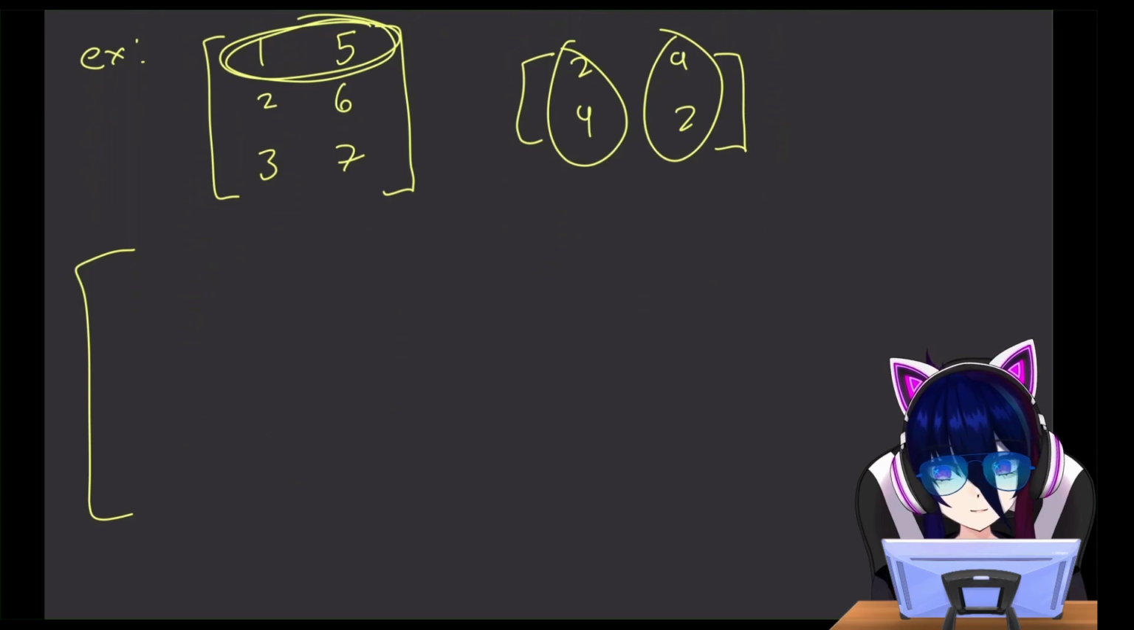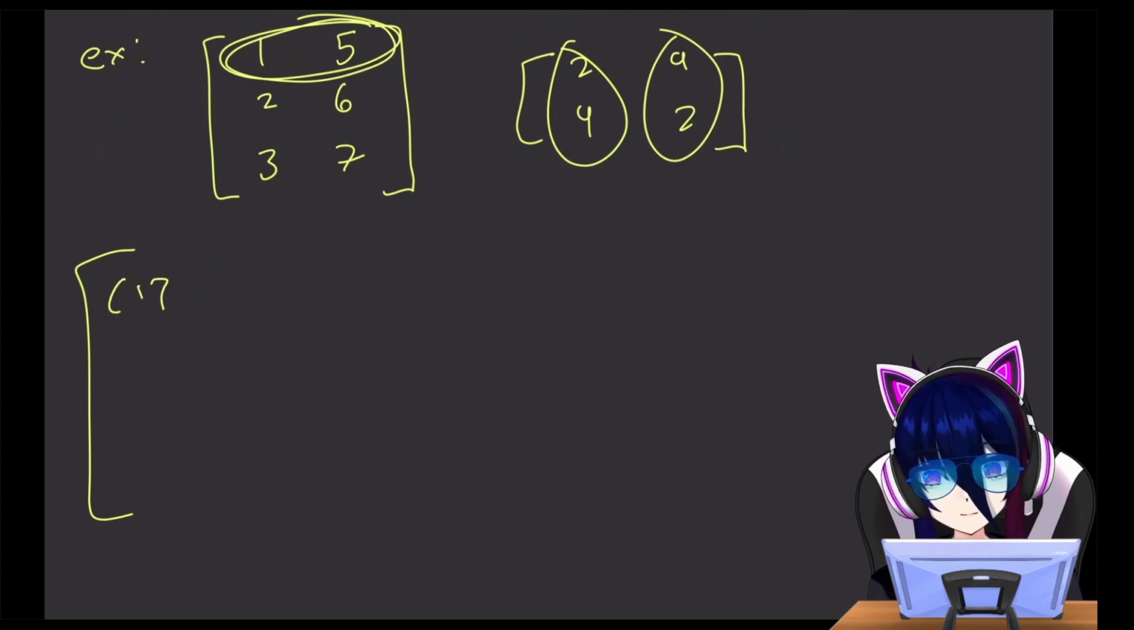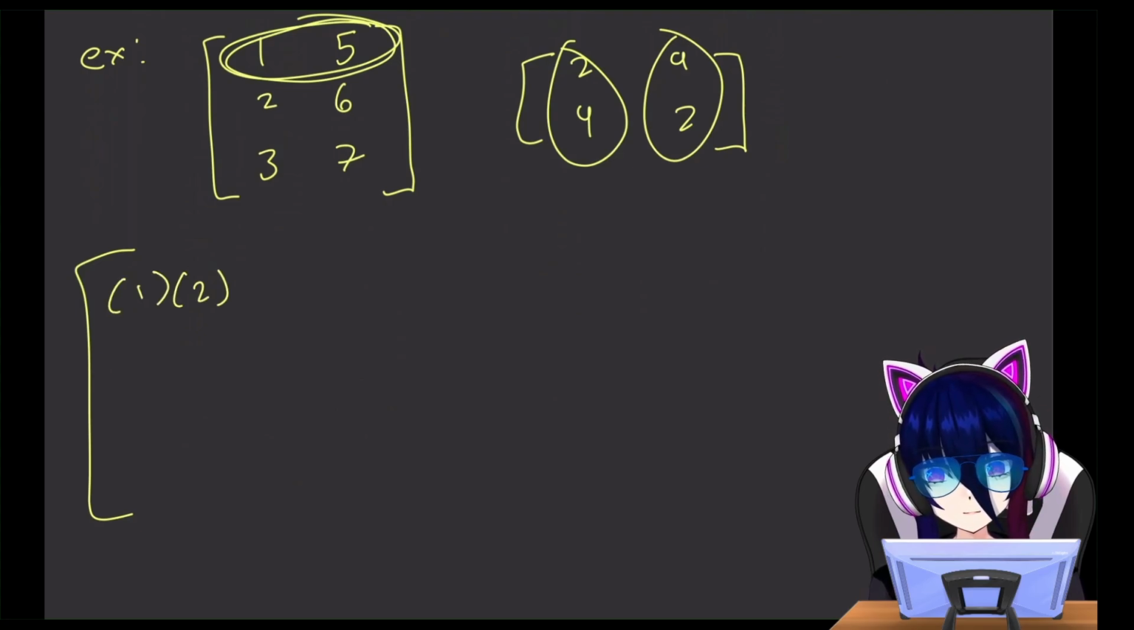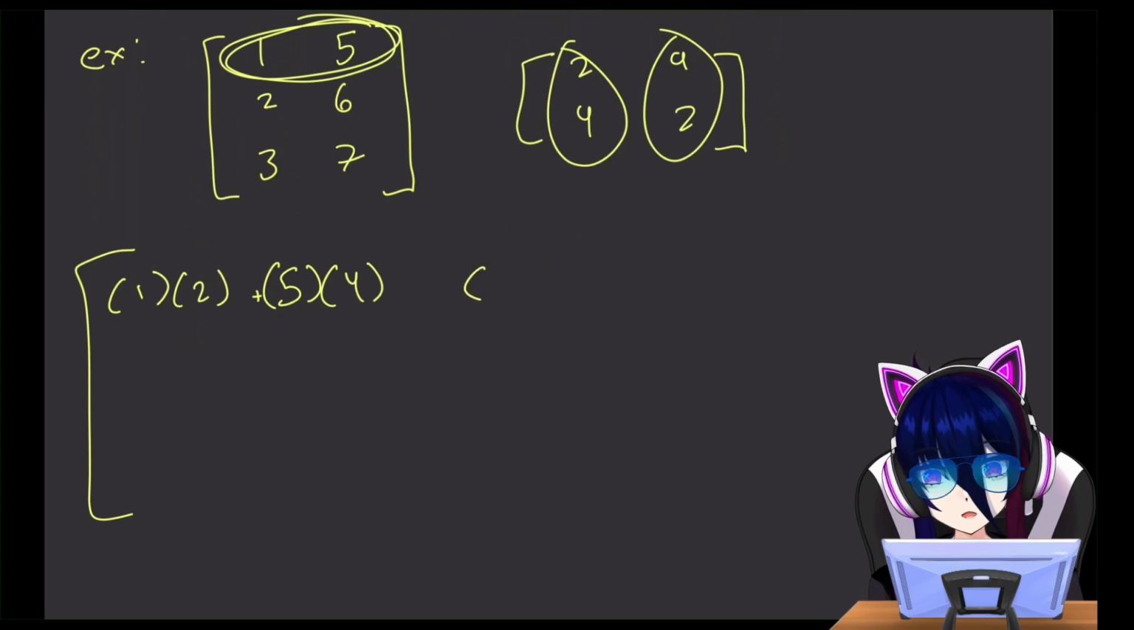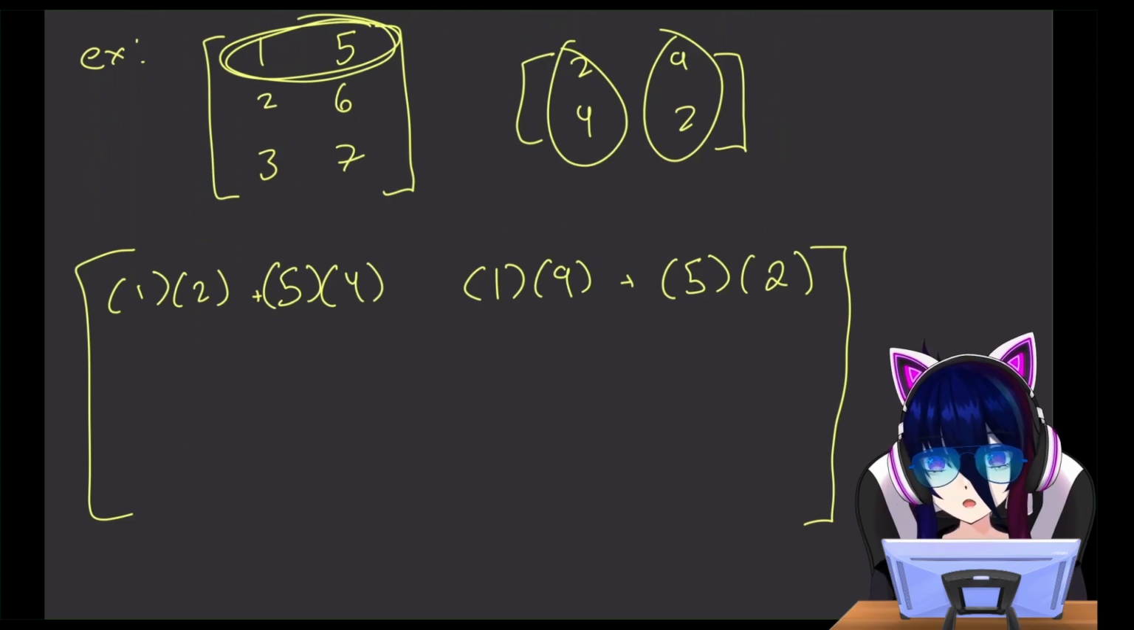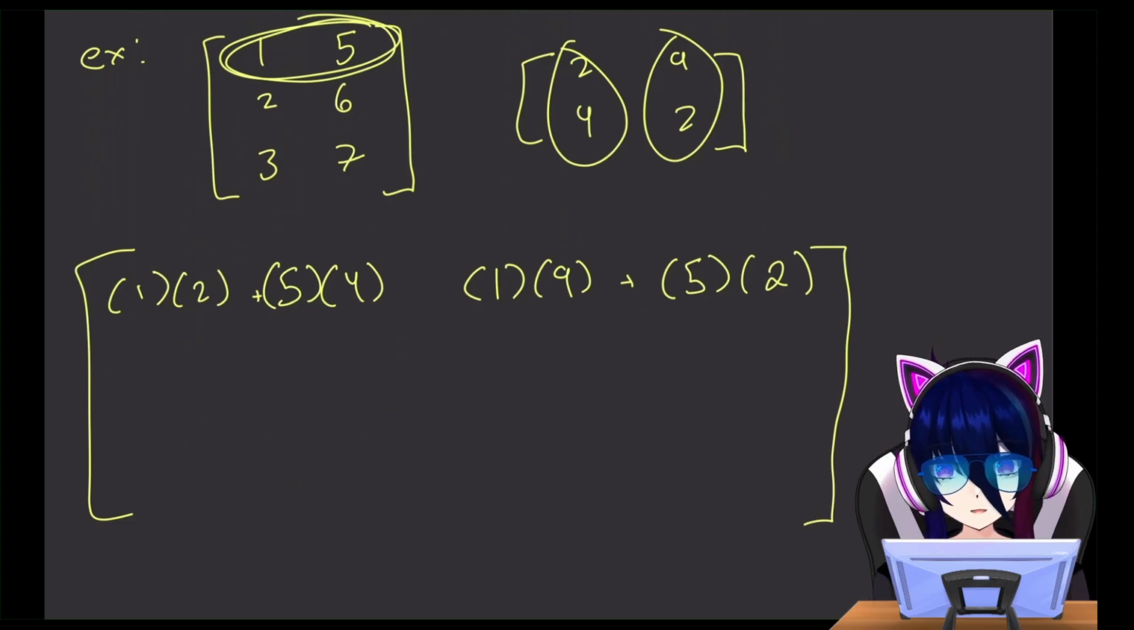So now, if we were to do this multiplication, this times this plus this times this for our first term: 1 times 2 plus 5 times 4. And then next to it, we'd have 1 times 9 plus 5 times 2. I'm just going to go ahead and cut ahead and skip writing out all of this.